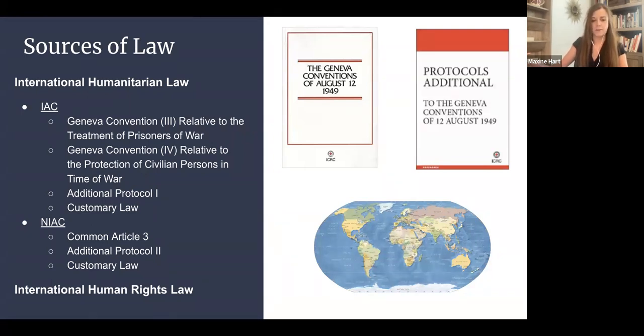So an example of that would be that under IHRL, people have a right to life. And so if you were to deprive someone of their life, that would be a violation of IHRL. But during armed conflict, IHL allows for the targeting of combatants. So targeting a combatant is not a violation of IHL. But IHL doesn't allow anyone to target civilians or POWs.